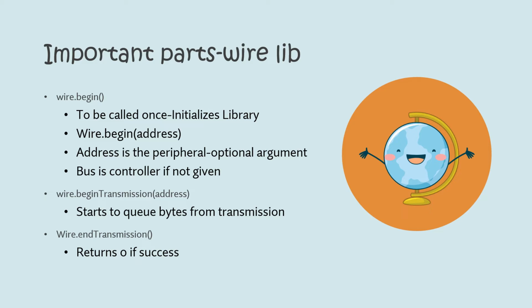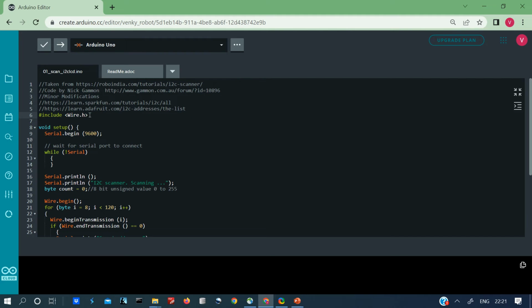Then we have the Wire.beginTransmission command, and in this it's compulsory to give the address. This basically starts to queue bytes for transmission to a particular I2C address. So we go back to our code.